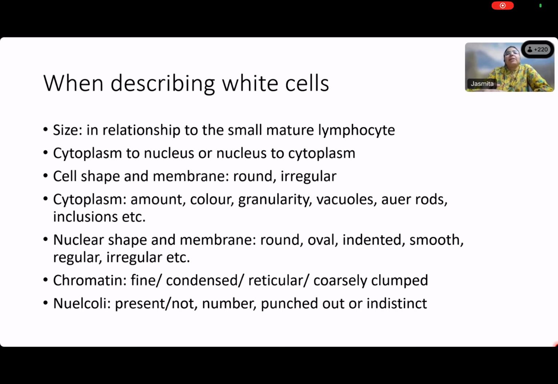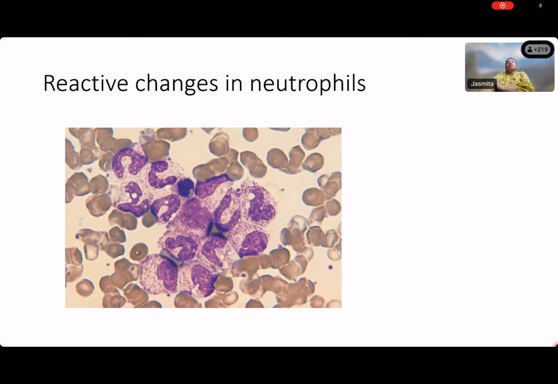Following that, we talk about the nuclear shape and the membrane, that is round, oval, indented, smooth, irregular, followed by the chromatin: fine, condensed, reticular or coarsely clumped, and nucleoli, whether they are present or not, what is the number, and whether they are punched out or indistinct. This is another frequent change that we see in our patients.